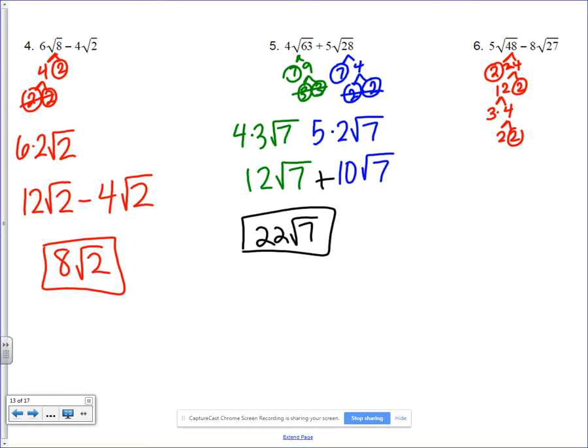Okay. Anything out front to begin with, Autumn? Okay. Pairs of... Okay. Left underneath. Wonderful. So 5 times 2 times 2 is... Good. And that's a radical 3. All right. And how about the 27? Okay.